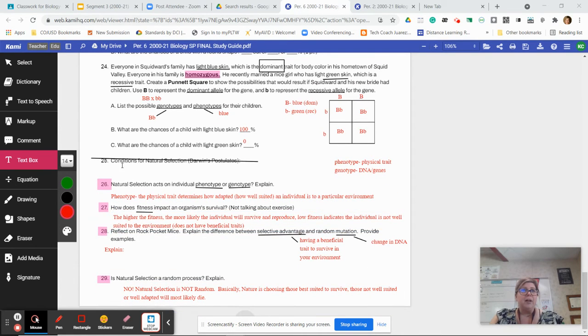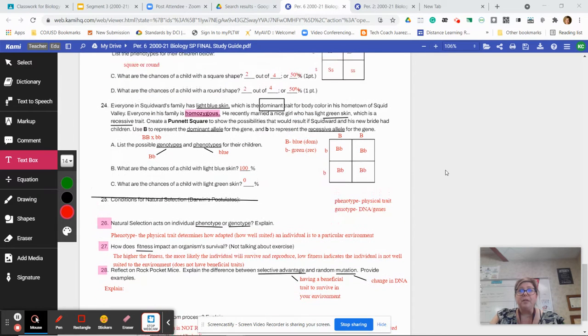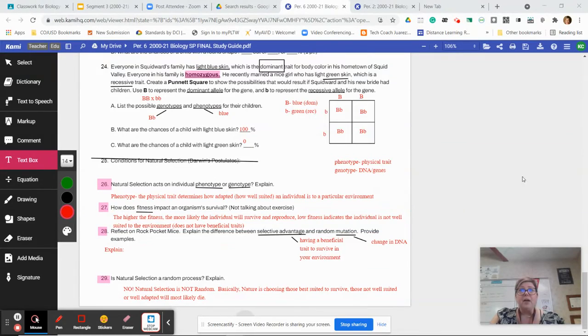So on Friday, we went over natural selection. Go ahead and cross out 25. You're not going to be asked about Darwin's postulates, but definitely natural selection. It's vocab heavy, so understand the difference between genotype and phenotype, fitness, and what is selective advantage, and there will be some genetics questions as well. So this was Friday.